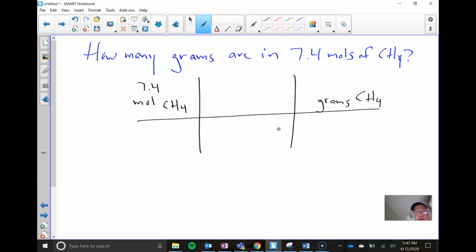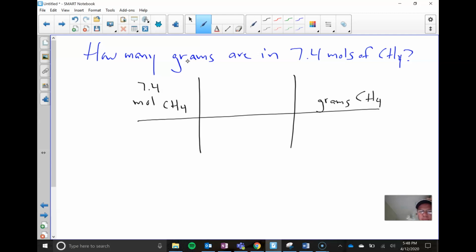If you are converting to or from grams, you don't use Avogadro's number initially. Now, we may have problems where grams are a part of the problem, and we use Avogadro's number at some point. But in a situation like this, where we're trying to find mass and we're given moles, there's no in-between step. We just use the molar mass from the periodic table. So when you see mass, ding, ding, ding, think, okay, molar mass, periodic table. That's where I find that information.